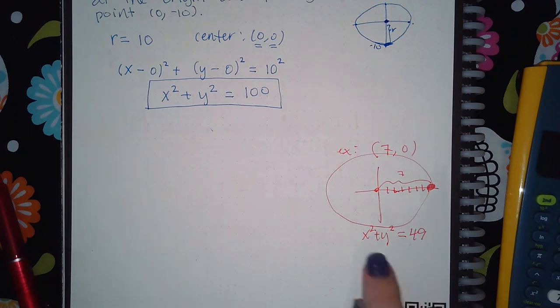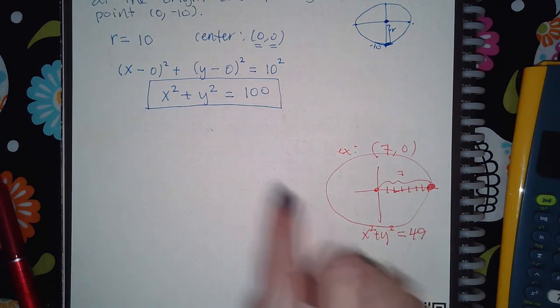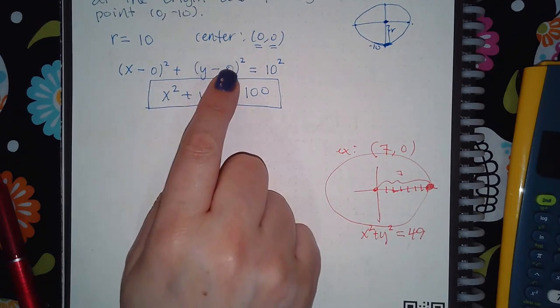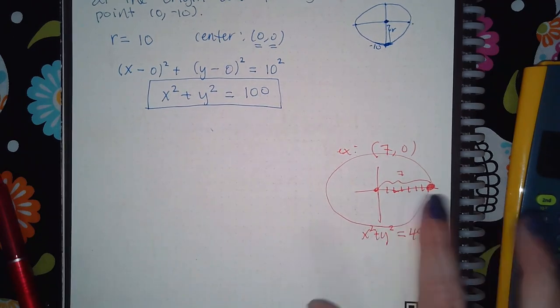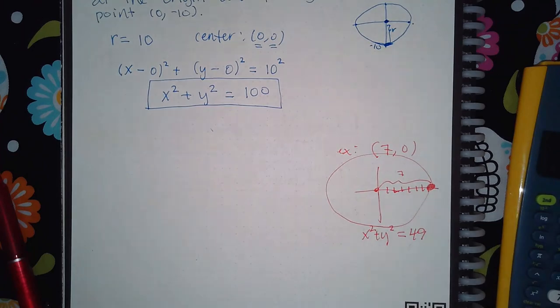Since it's centered at 0, this is always going to be x minus 0, y minus 0, which means it'll always just be x squared and y squared, but the radius is going to affect the number that's on the other side of the equation.